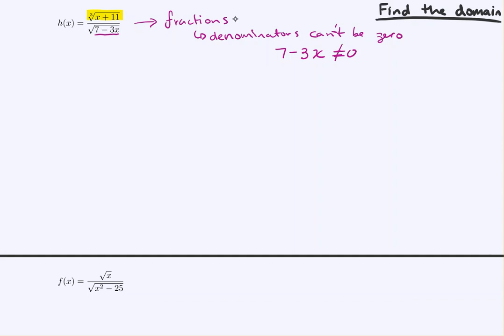So once we rule out where this is, we'll have taken care of the idea that we've got a fraction, that we've got to watch out where the denominator is 0. And now more specifically, let's look at the top of the fraction.